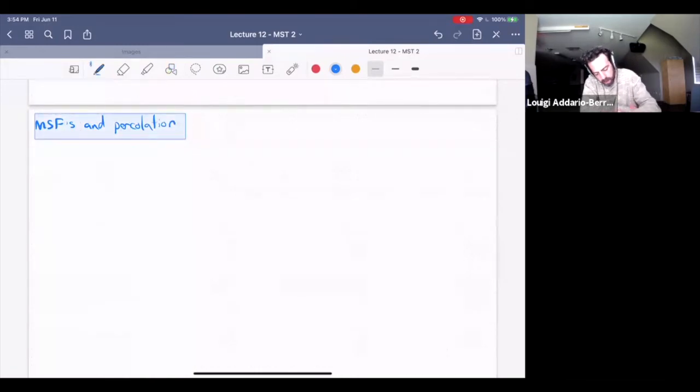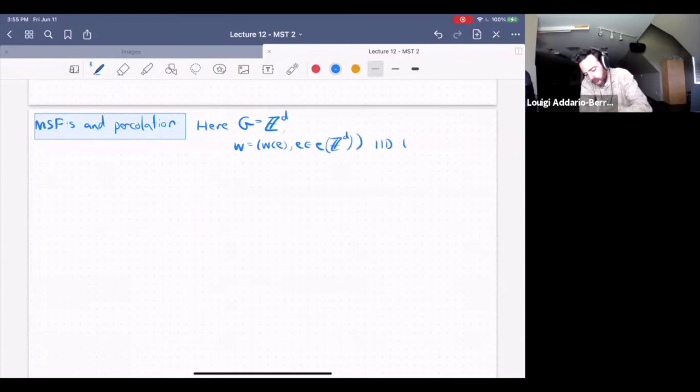So my setting is that the graph we're considering is going to be the integer lattice Z^d for some d, with nearest neighbor edges, and the edge weights are IID uniform on [0,1]. Okay, so in this setting, I'm going to start with the theorem, and I don't think I'm going to get to the proof today. I'll probably prove it to you tomorrow.